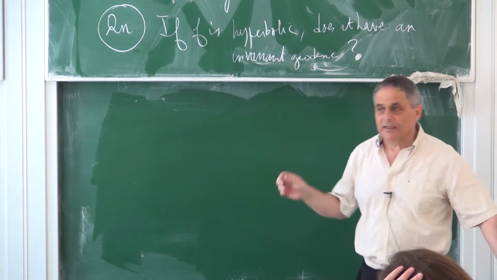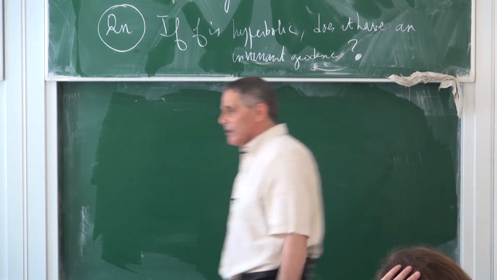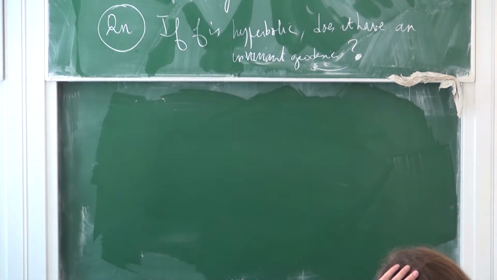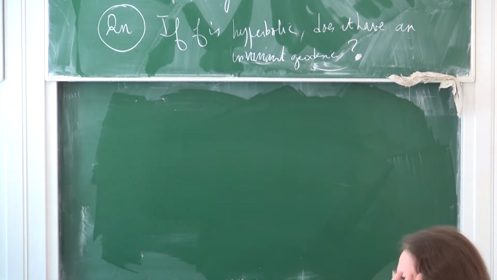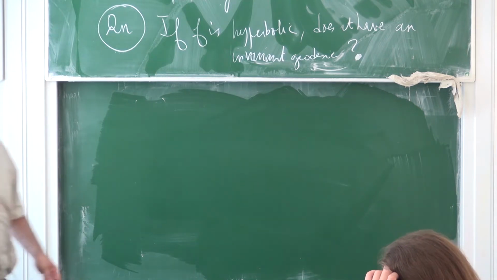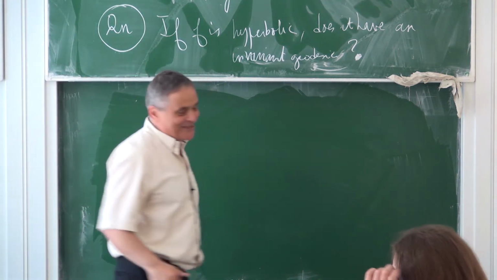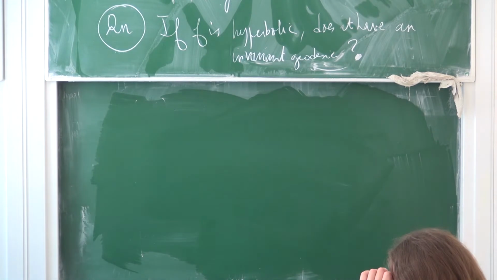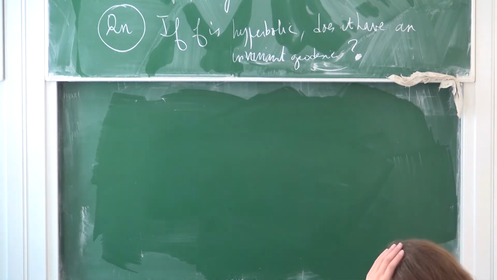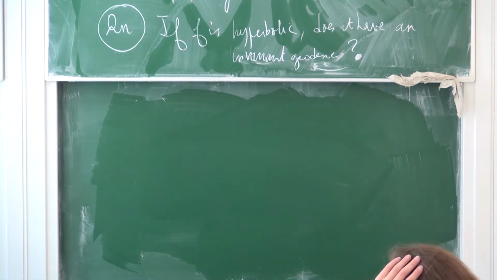For some reason the Americans want to say pseudo-Anosov with a different pronunciation, whereas in Greek it is pseudo, in French it is pseudo. What about in Russian? Pseudo, yes, okay, so let's say pseudo. So what I was saying, yeah, I forgot what I wanted to say.